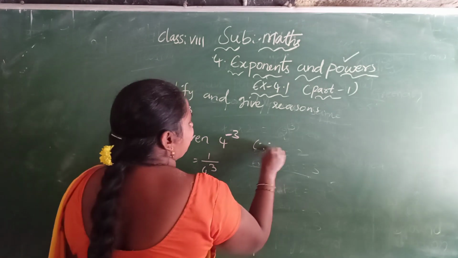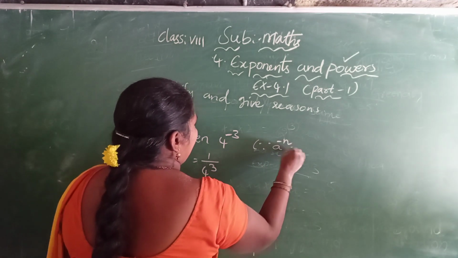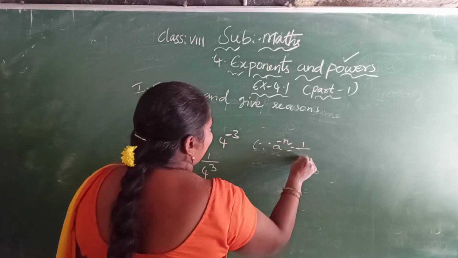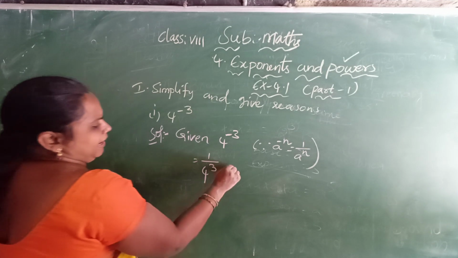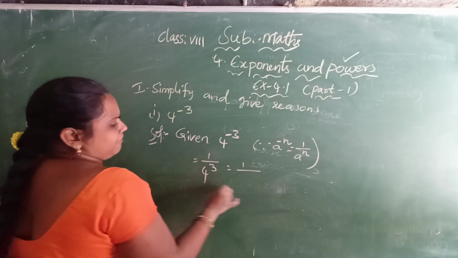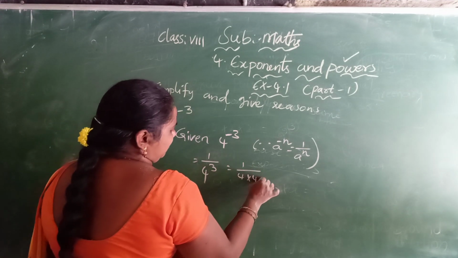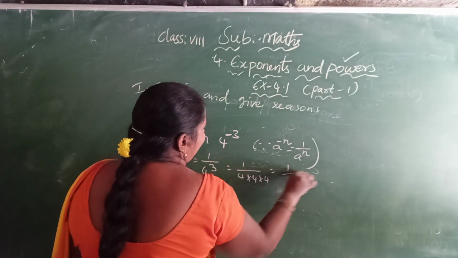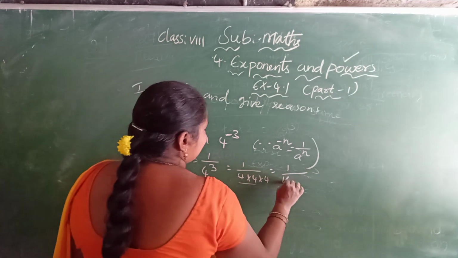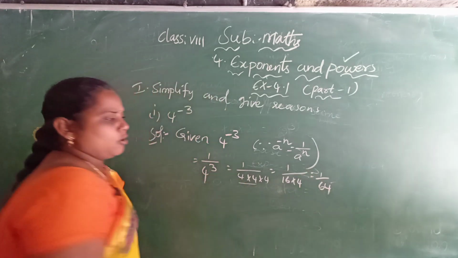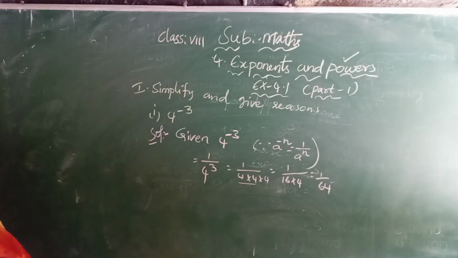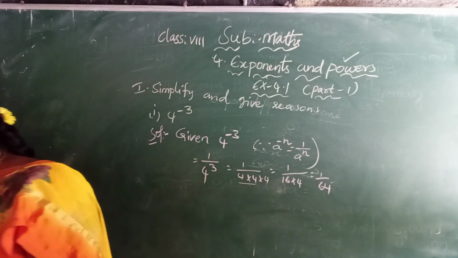What is the formula we are using here? A power minus n is nothing but 1 by a power n. So 1 by 4 for 3 times, 4 into 4 into 4. Multiply: 4 4s are 16. 16 4s are how much, Nana? 64. So 1 by 64 is the answer for the first one.